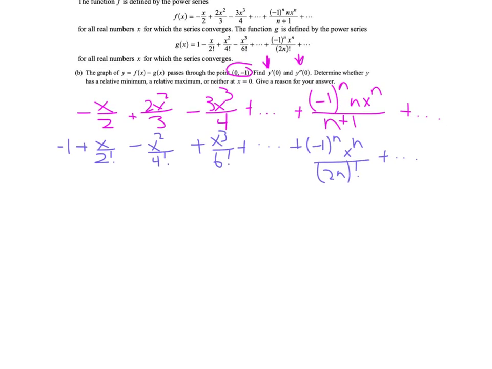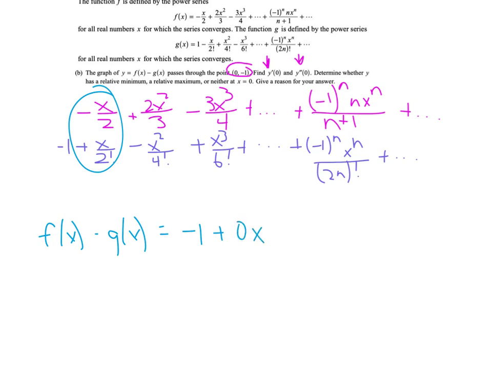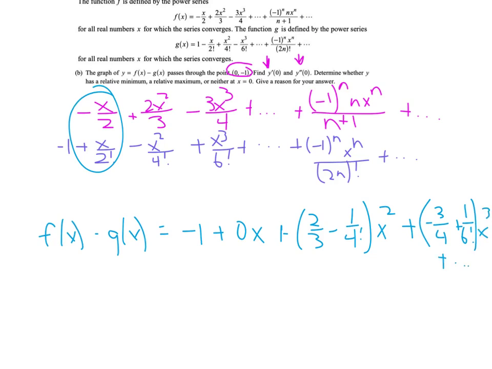So this series, if I subtract, is going to be, so we have f minus g. Negative 1. These are going to cancel. So I'm going to say plus 0x. And then that's going to be plus 2/3 minus 1 over 4 factorial x squared. And I'll say one more, but I'm not going to need it. So plus negative 3/4 plus 1 over 6 factorial x cubed, and so on.